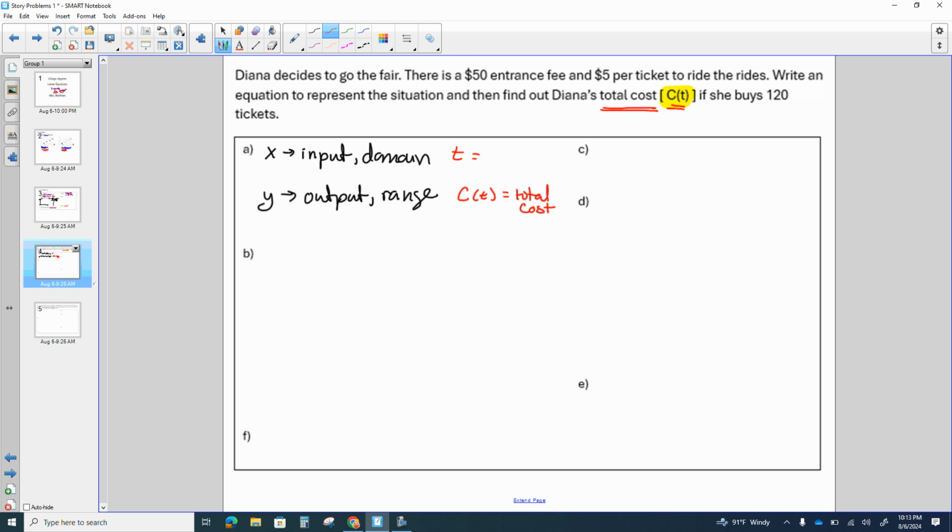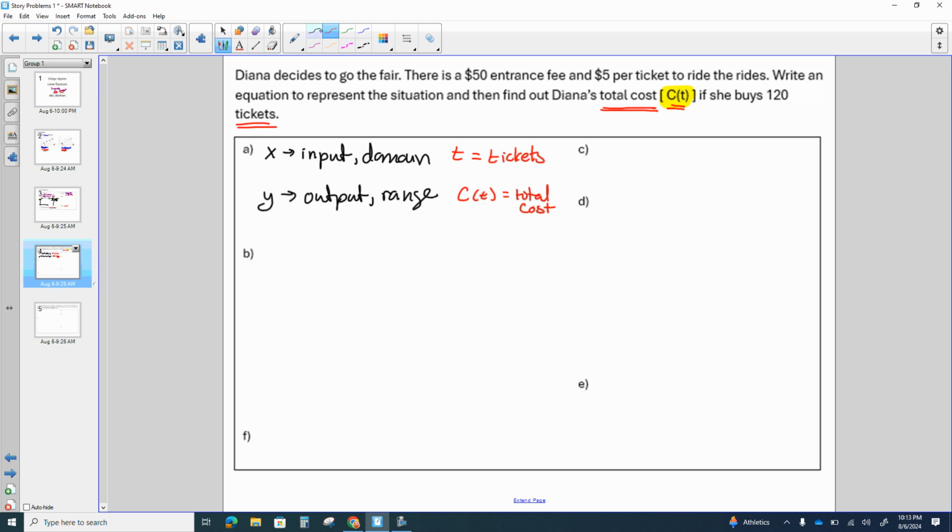And then again, I have to look up here and say, okay, well, what would the T represent? And I'm going to kind of get that if she buys 120, oh, look, tickets. So T must represent the tickets. How many tickets she's buying, I'll plug that in, and then it'll give me my total cost. That's how I'm going to write this equation.